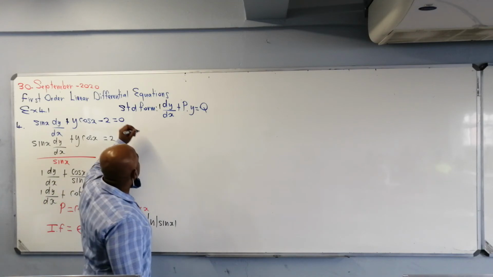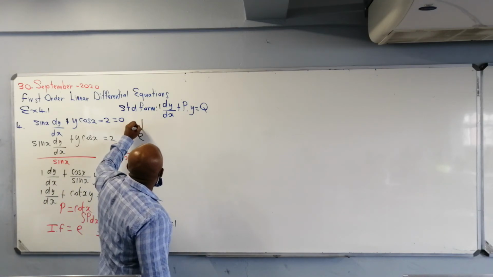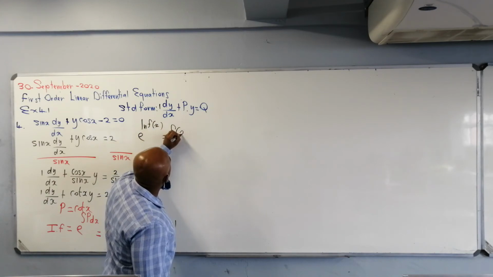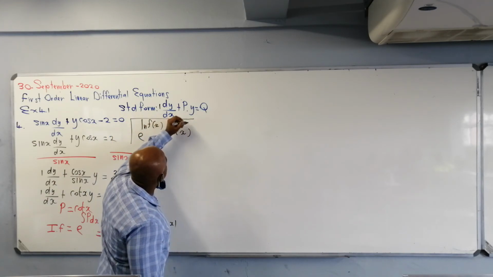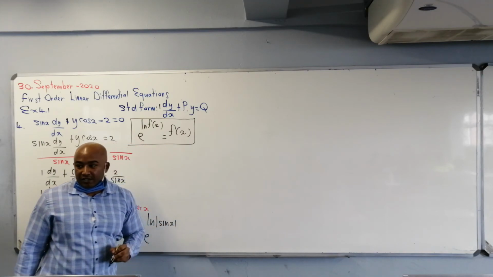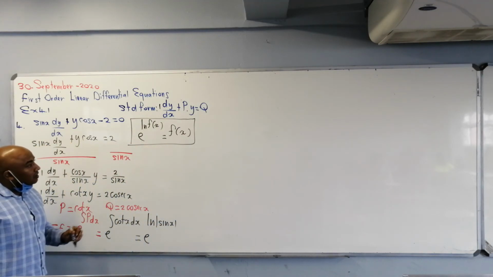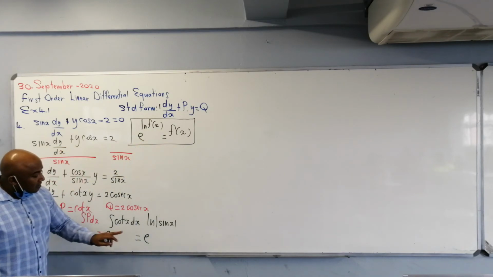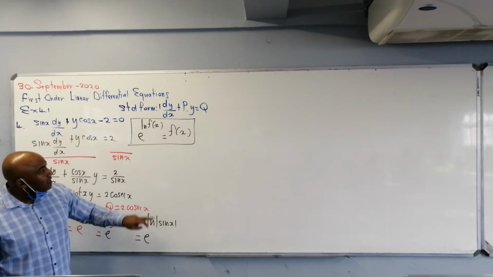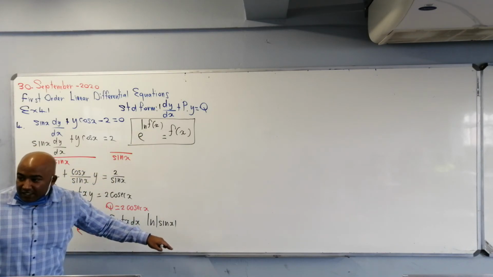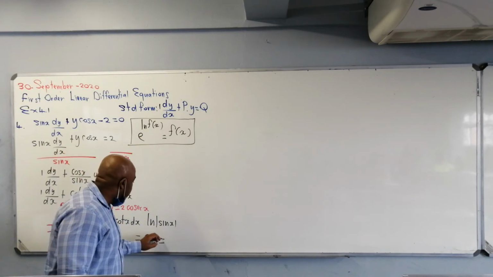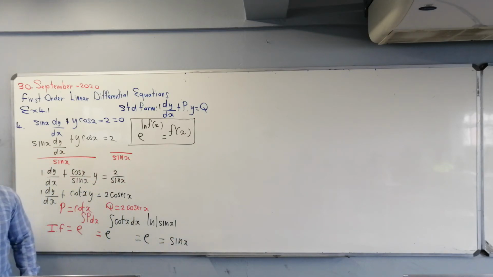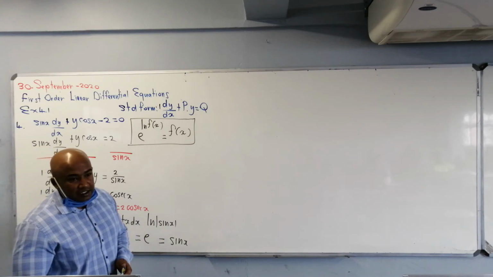And now we know that e to the power ln f of x is equal to f of x. This is coming from your log laws, okay, which I can explain to you. E to the power ln f of x is always equal to f of x. So e to the power ln of sin x, in this case f of x is sin x. So this is equal to just sin x. So now we have our integrating factor.